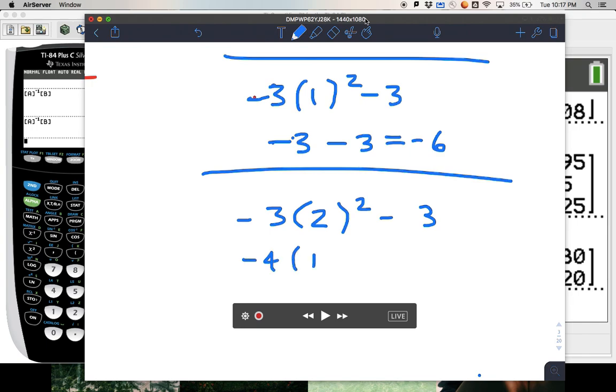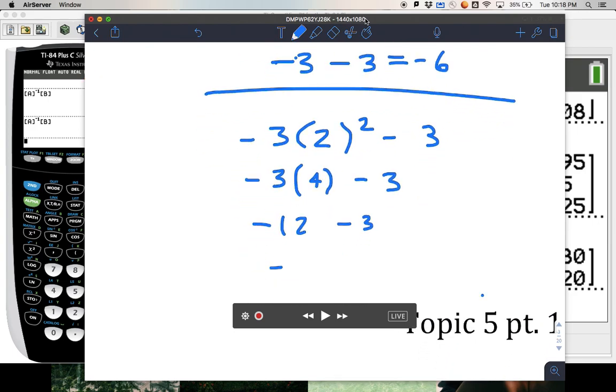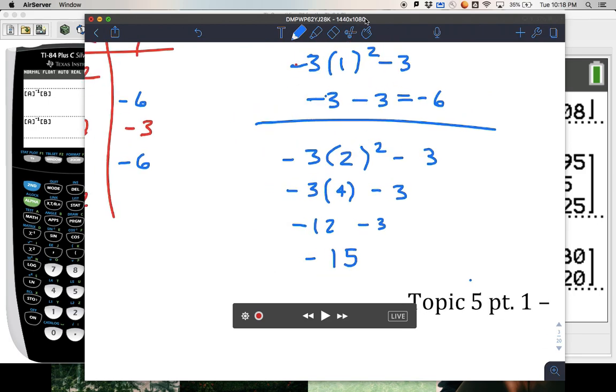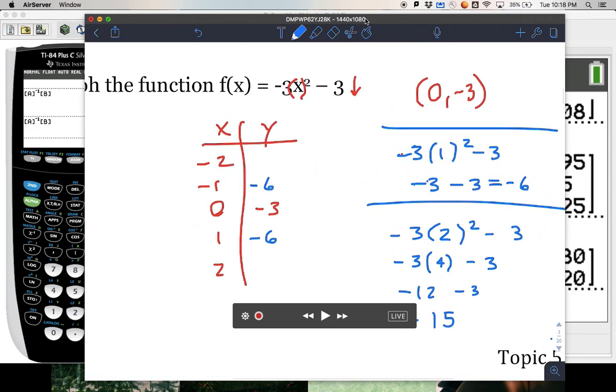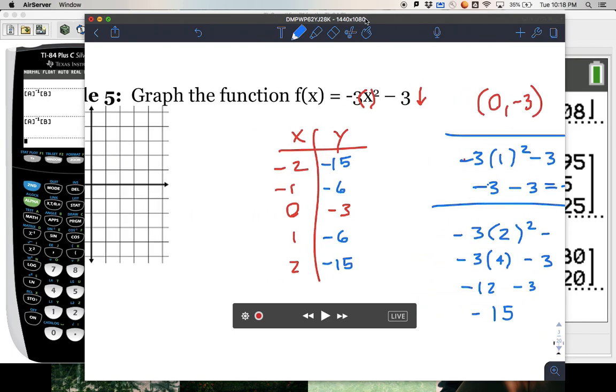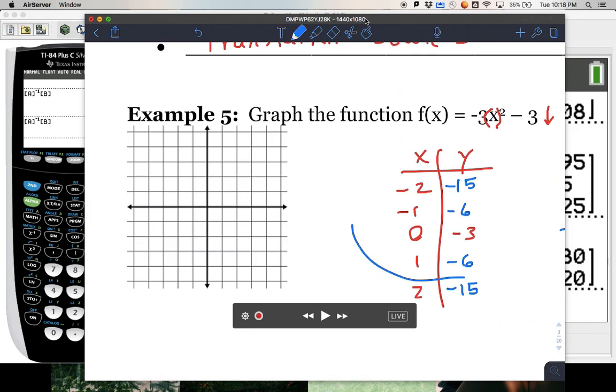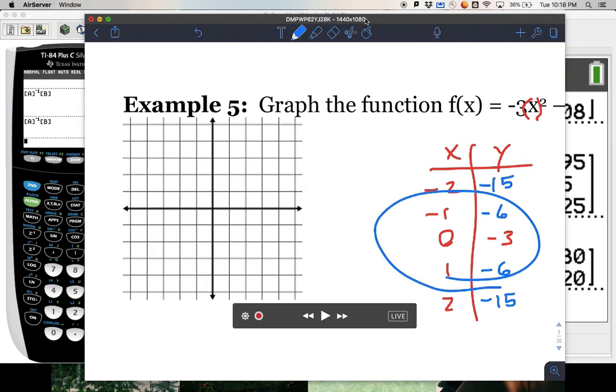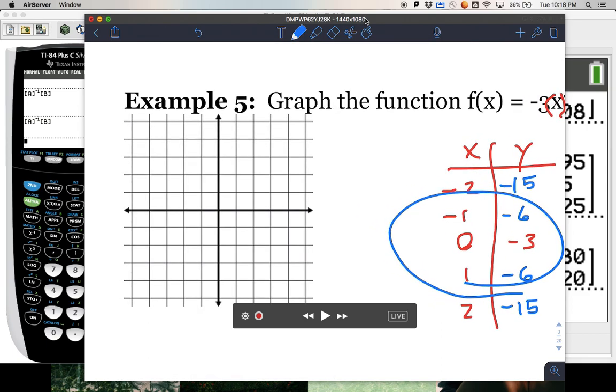So that'll be 4. Oh, whoops. It'll be -3 times 4. And then that'll be -12 minus 3, which doesn't even look like it's going to fit. And then we get -15. So I guess if we wanted to, we could go scale the graph, but we'll probably just focus on those points right there. So it's at 0, at -3.